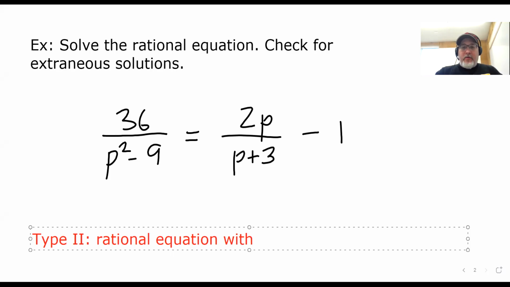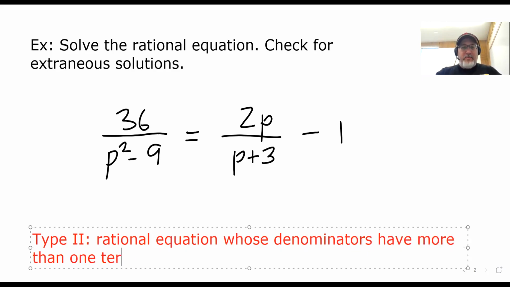With, well, for lack of a better word, non-monomial. It's a lot of N's and M's and O's. Why don't we just say whose denominators have more than one term? Denominators have more than one term. So in other words, binomials or higher. Mono meaning 1, bi meaning 2, and of course having more than 2 terms.